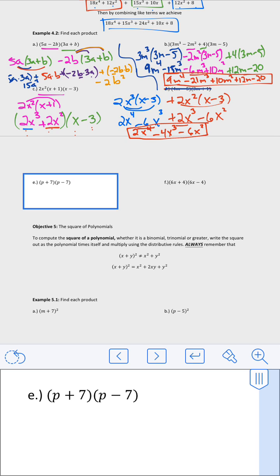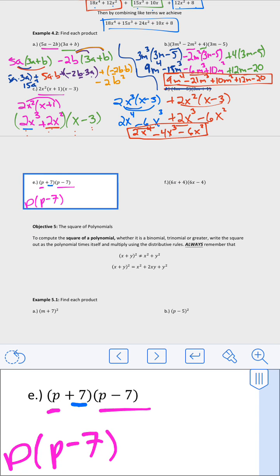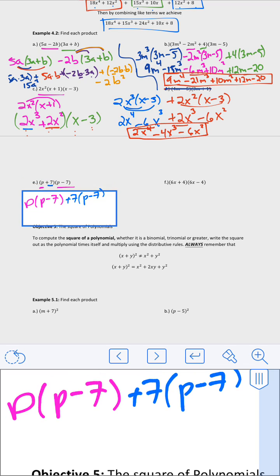Okay, so maybe it's time to try this. I hope you broke it down piece by piece. Got p times this whole thing, so p times p minus 7. The other one, 7. So plus 7 times p minus 7. Now, some of you I know definitely can do this in your head, and that's fine. You don't need to write it out like this. But for those of you who are seeing this for the first time, you definitely want to write it out like this to make sure you get all the combinations, right?